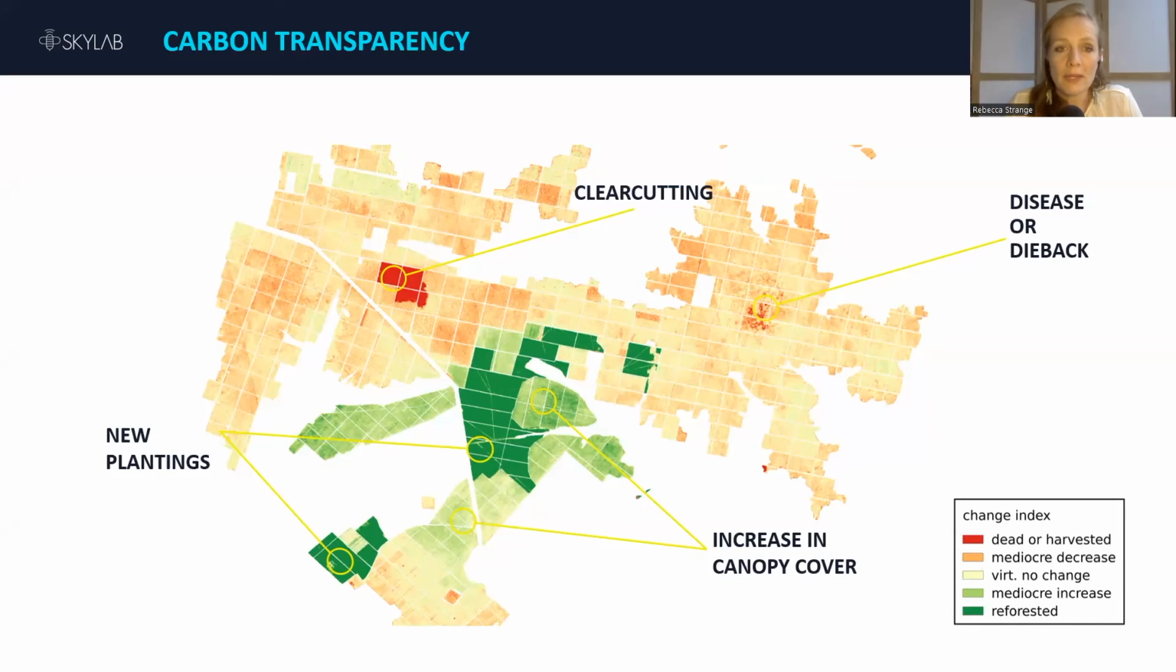Carbon transparency is obviously an ever more important and relevant subject, and aerial imagery can lend real credibility and integrity to forestry carbon projects. You know, you think I'm paying for carbon credits from an acacia plantation in Colombia, for example, but I've actually got no idea whether the thing's even still standing. So the dark red areas basically show clear cutting. The patchy red areas show disease or dieback. The pale green represents forest that's just growing and thriving. And the really dark green is new plantations.